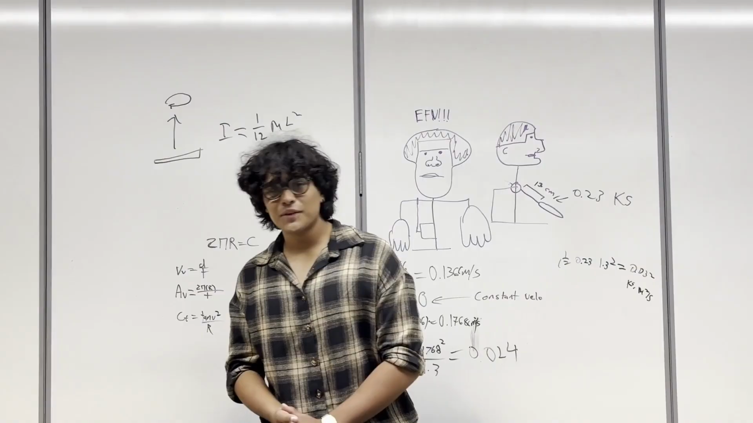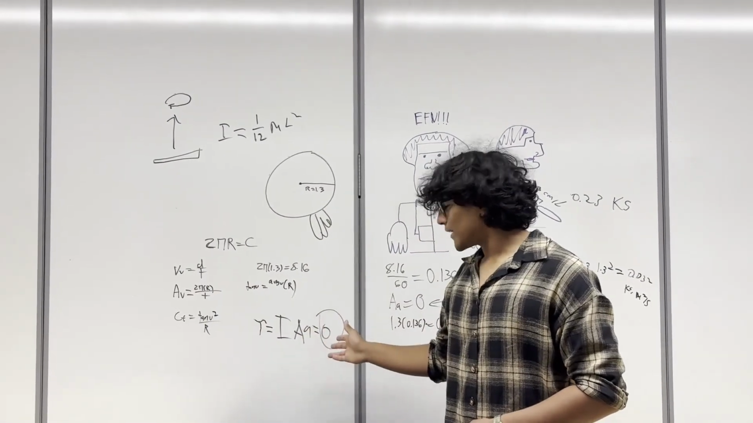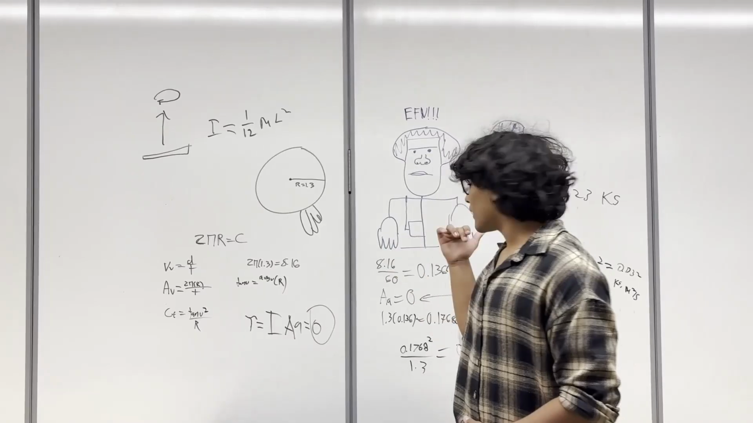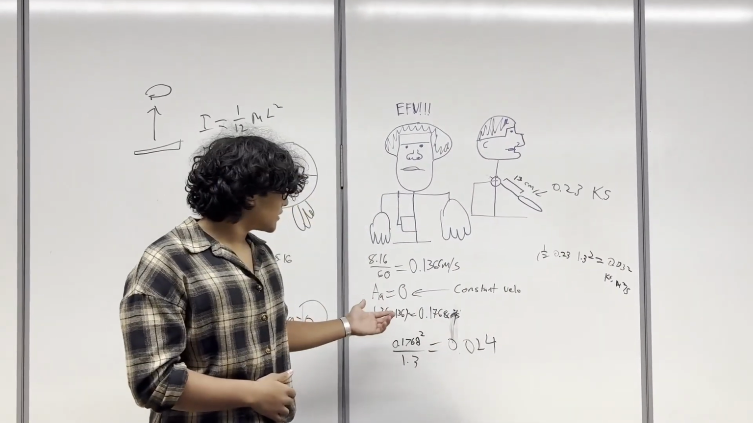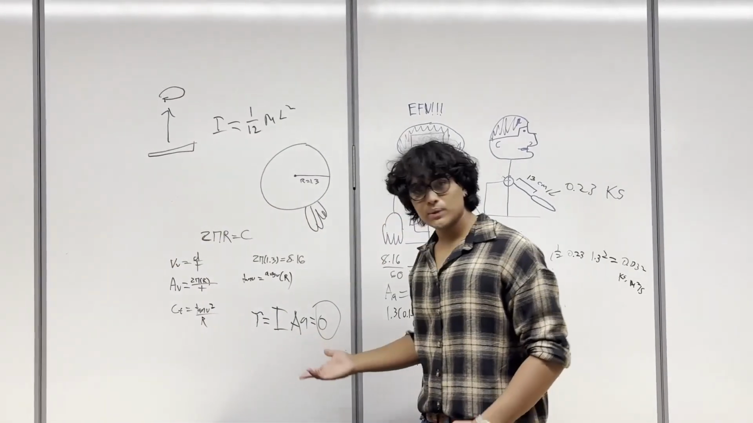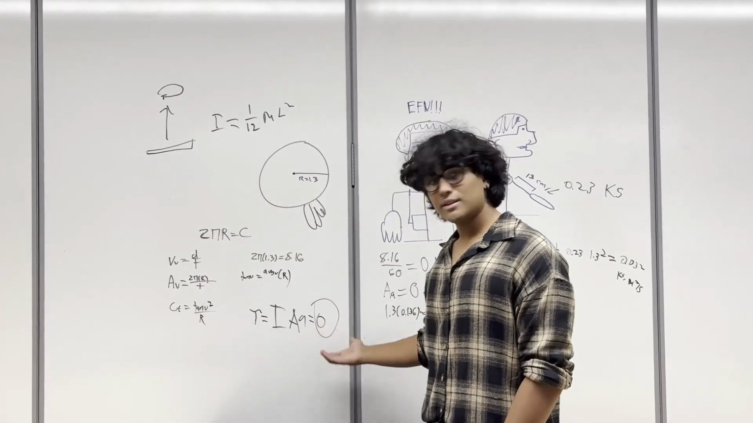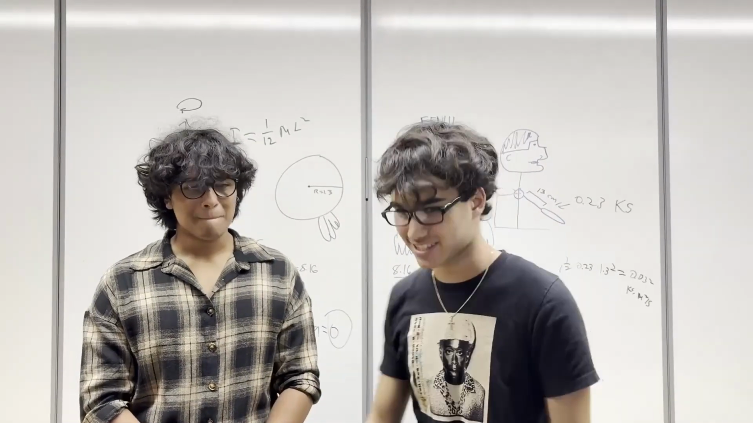Okay, Sharks, now let's find the torque. The equation for torque is the moment of inertia times angular acceleration. Now, if we remember our previous equations, our actual angular acceleration is just 0 because we have a constant velocity. And anything times 0 equals 0, meaning our torque is 0. It's basic physics, really. It's really just basic calculations in physics.